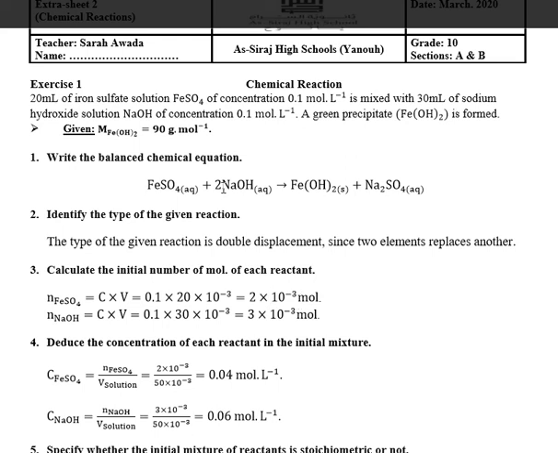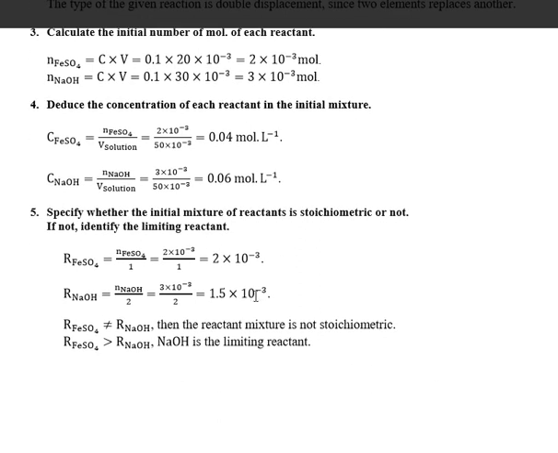In the same way, we calculate the ratio of NaOH, which is equal to the number of moles of NaOH divided by 2, since here we have a coefficient equal to 2. So the final answer is equal to 1.5 times 10 power minus 3. Since both ratios are different, this indicates that the reactant mixture is not stoichiometric.